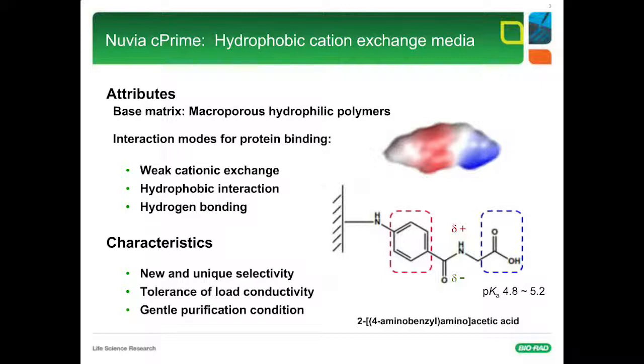Because of this carboxylate group, the charge state of this ligand is pH dependent. If we do purification at higher than pH 5, this ligand will carry a negative charge, and Nuvia C Prime will act like a weak cation exchanger. At pH below 5, this ligand is more like a hydrophobic interaction chromatography media. With the combination of all the three structural elements offered by Nuvia C Prime, there is a unique selectivity we observe, because now we are using three criteria to distinguish target molecules from impurities.